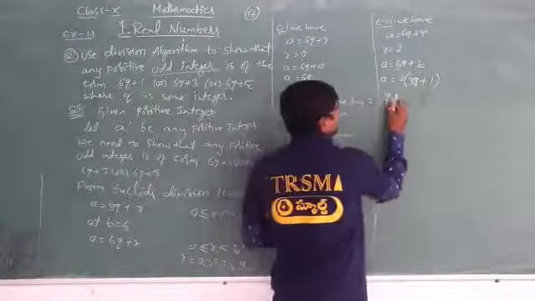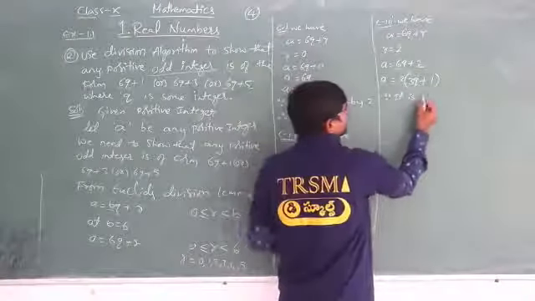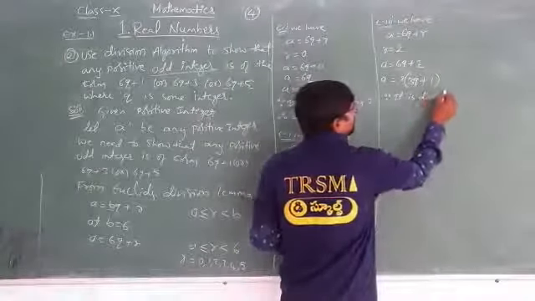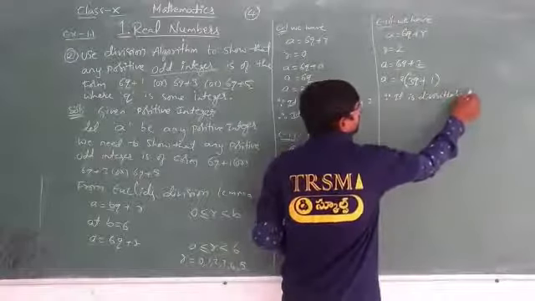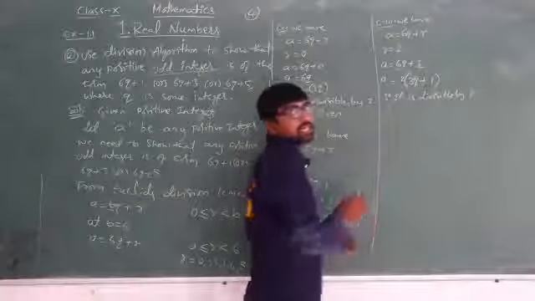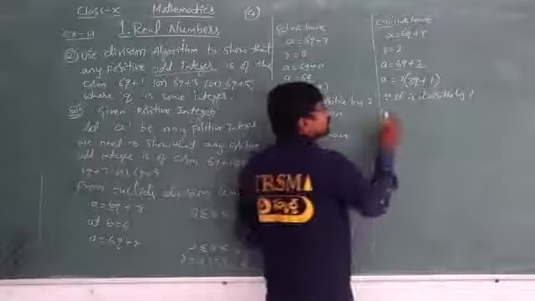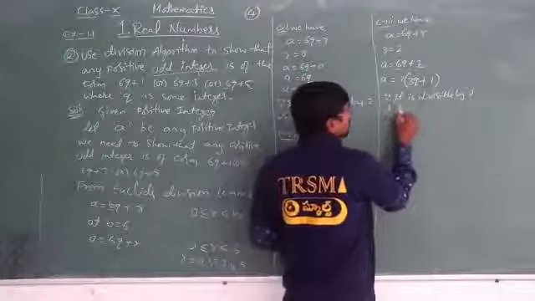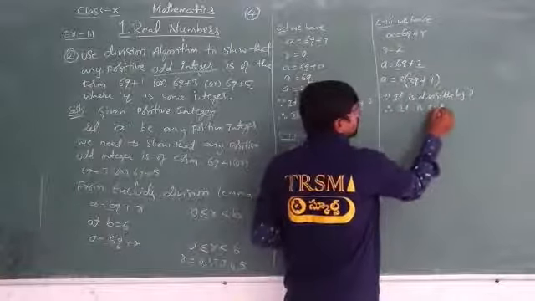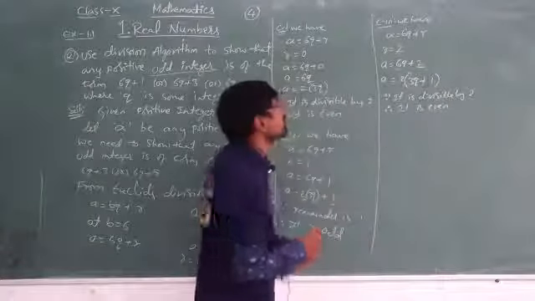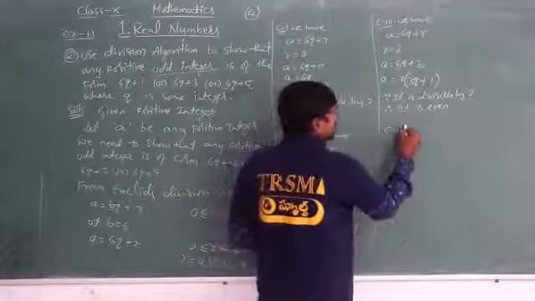So since it is divisible by 2, it means a is divisible by 2, therefore it is even, isn't it? Similarly, now case number 4.